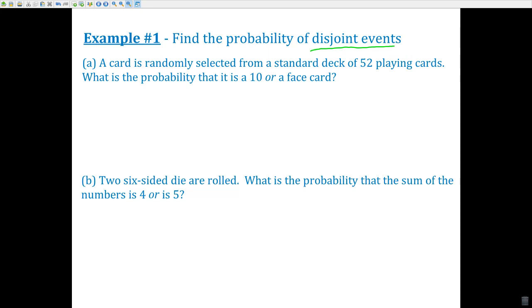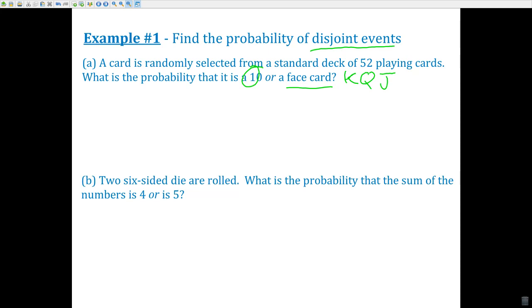A card is randomly selected from a standard deck of 52 playing cards. So you're going to have to know a little bit about cards in order to understand some of these problems. What is the probability that it is a 10 or a face card? What is a face card? King, queen, or jack. Okay. No, ace is not a face card, just king, queen, or jack.